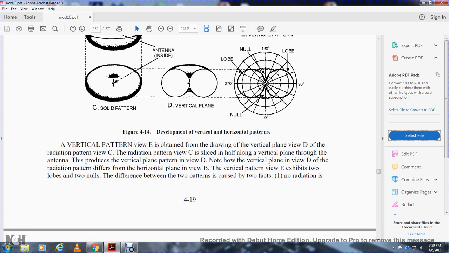The vertical pattern, view E, is obtained by slicing the solid radiation pattern, view C, in half along the vertical plane through the antenna to produce the vertical plane pattern, view D. The vertical plane pattern differs from the horizontal plane pattern of view B. The vertical pattern of view E exhibits two lobes and two nulls. The difference between the two patterns is called directivity.